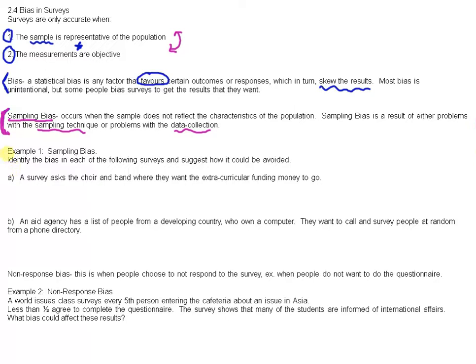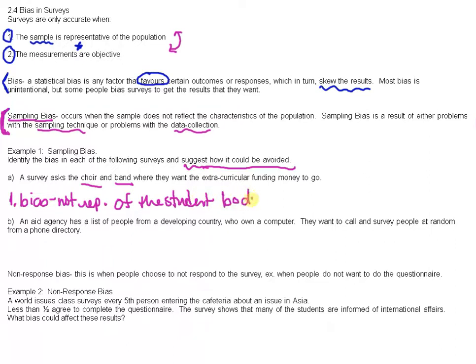So let's do an example. Let's identify the bias in each of these surveys, and then we'll suggest how it can be avoided. That's actually the harder part of the question. A survey asks the choir and band where they want the extracurricular funding money to go. First, the bias is that it's not representative of the student body. It's only people in the choir or band.